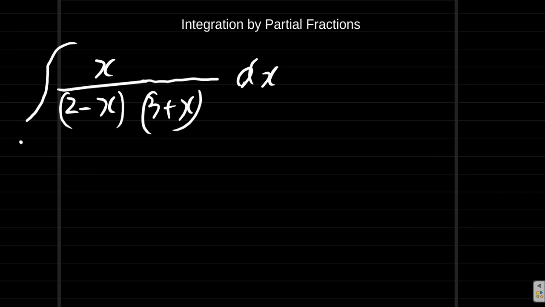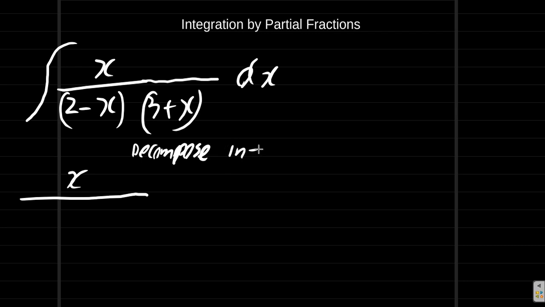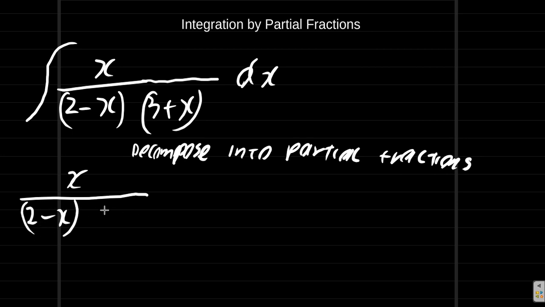Now, let's see what's going to happen. What we're going to do is break this up into its partial fractions, or what they call decompose into partial fractions. All right, so x over (2 minus x)(3 plus x).